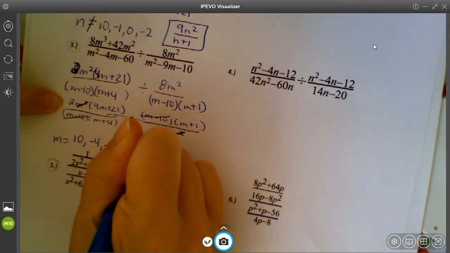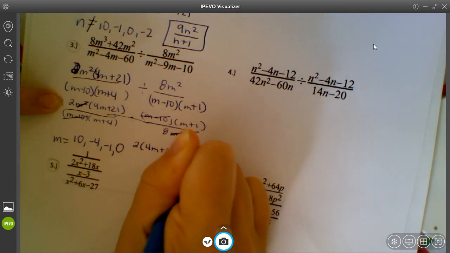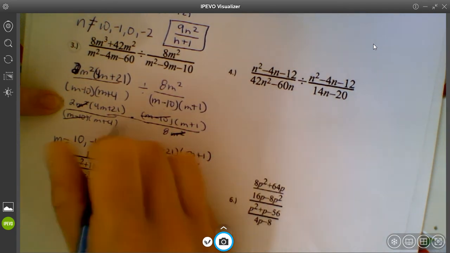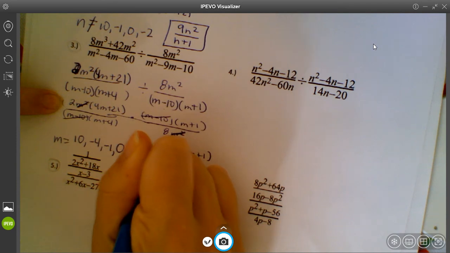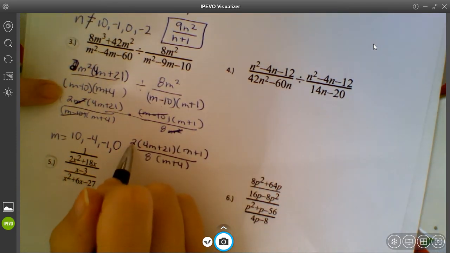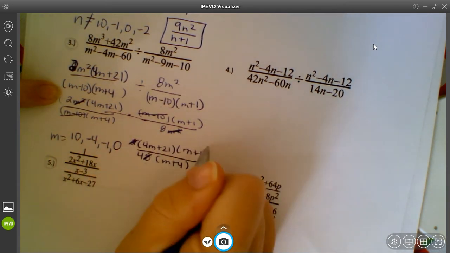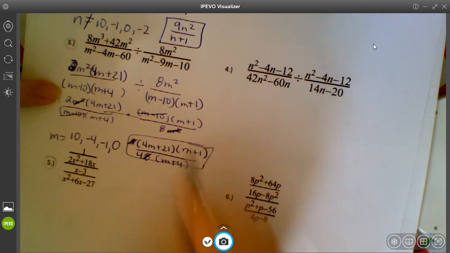So I have a 2, a 4m plus 21, and an m plus 1. And then I have an 8 and an m plus 4. I realize that I can actually reduce the 2 and the 8, so the 2 goes away and the 8 becomes a 4. And there's my final answer.